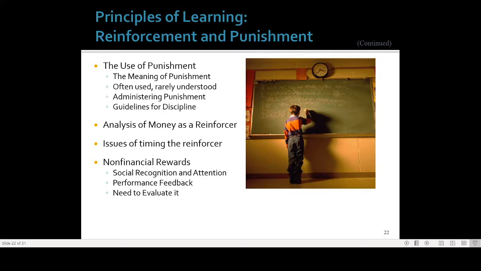Now, what are the reinforcement and punishment methods, the principles of learning? The meaning of punishment is very complex and sometimes often used. A lot of people rarely understand the meaning of punishment. It's very important to properly administer the punishment and to have a proper guideline for discipline in the organization.